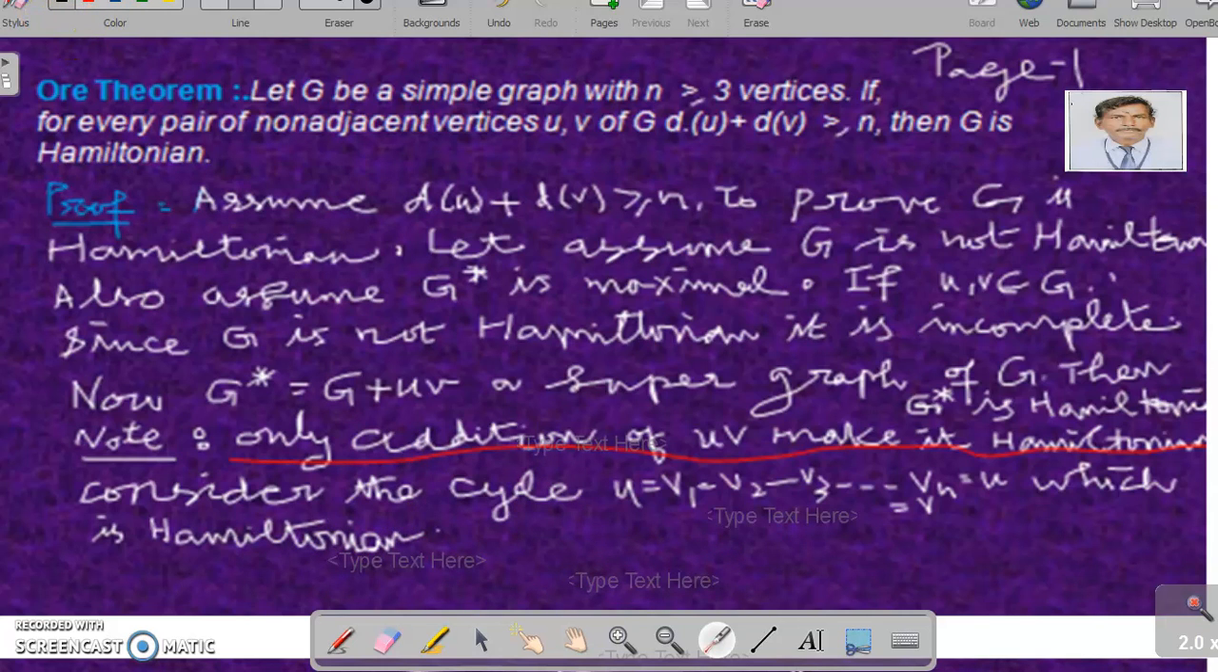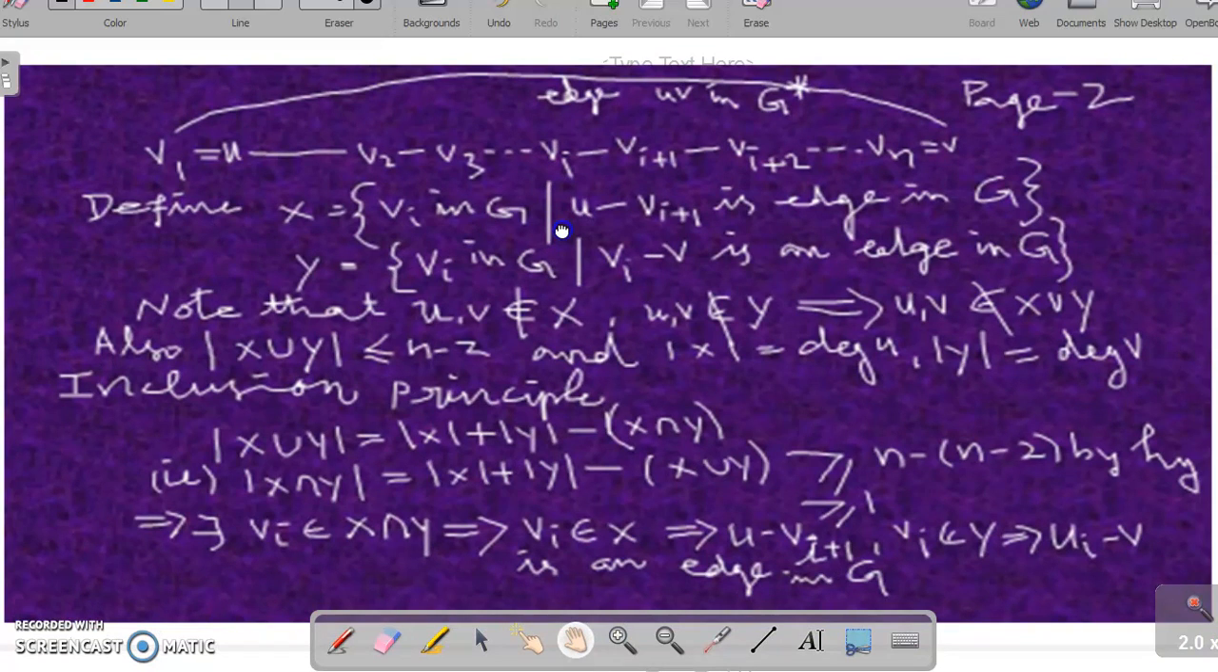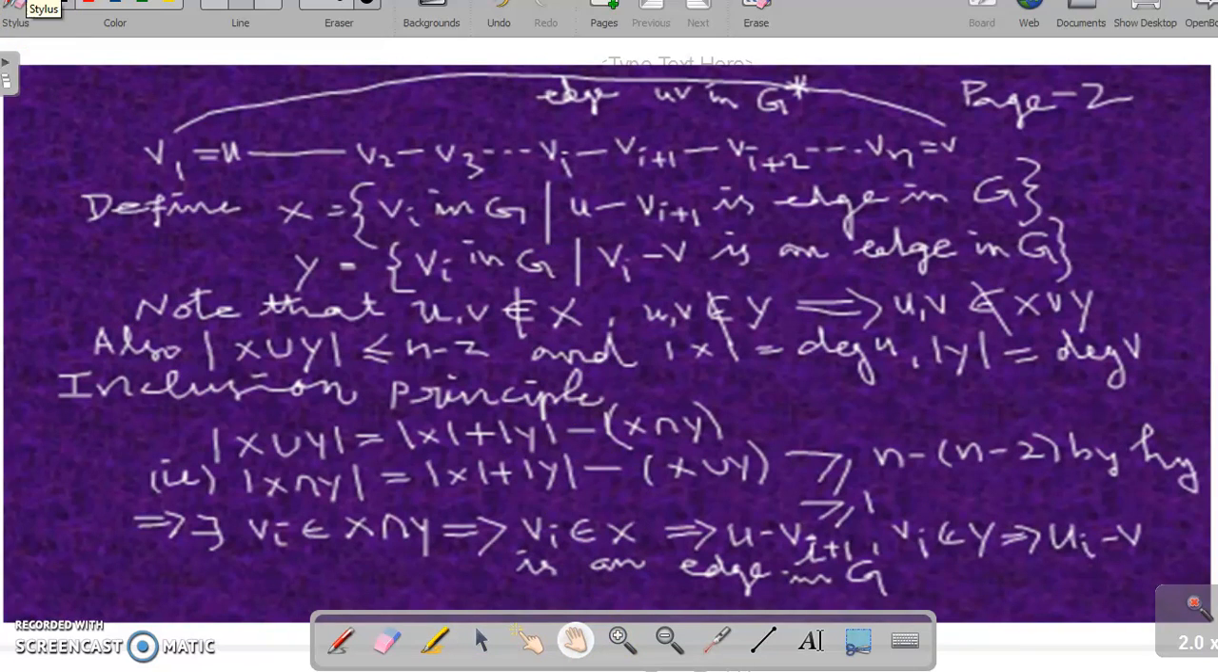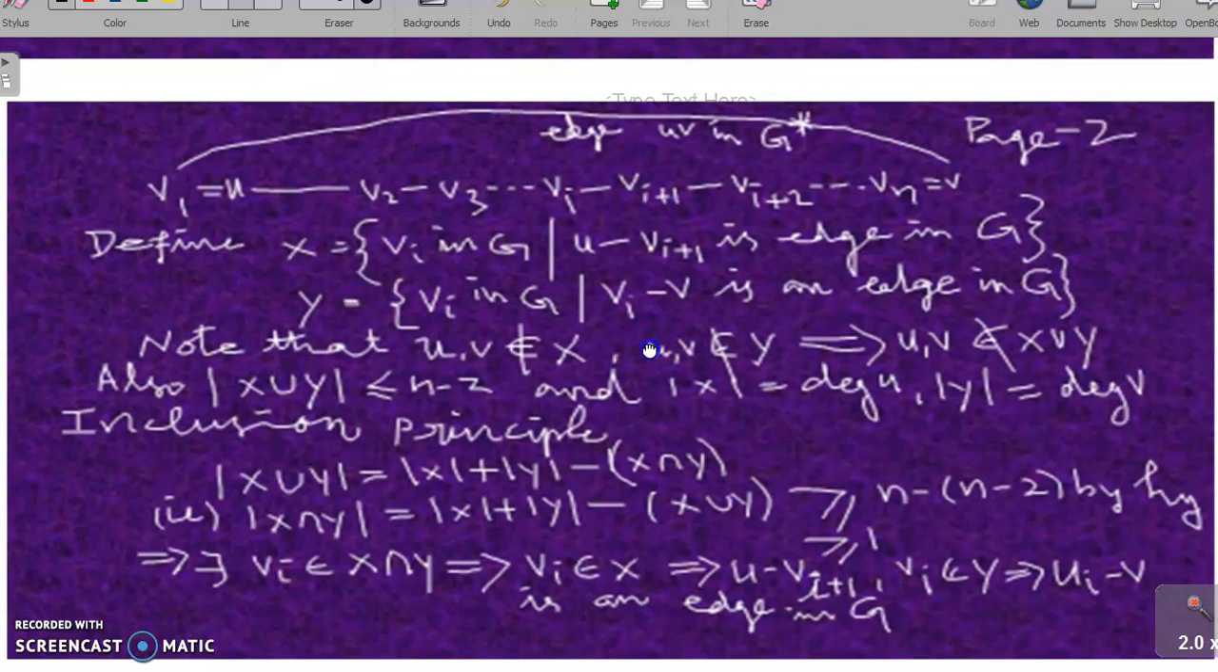Okay, right. Now let us go to the next page. This is what we have on the next page here. Now that expression can be given like this. V1 equals U, that is the initial vertex, and V is the final vertex. So all these vertices are connected by edges, and U and V are also connected.